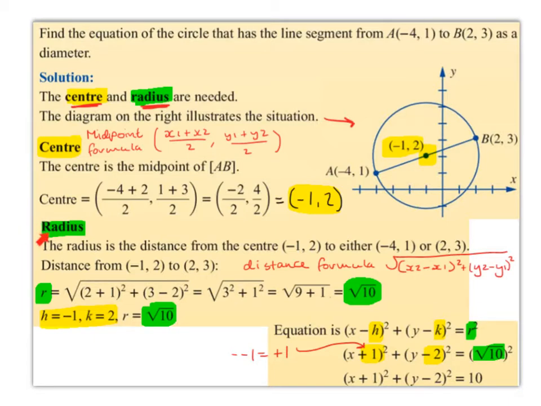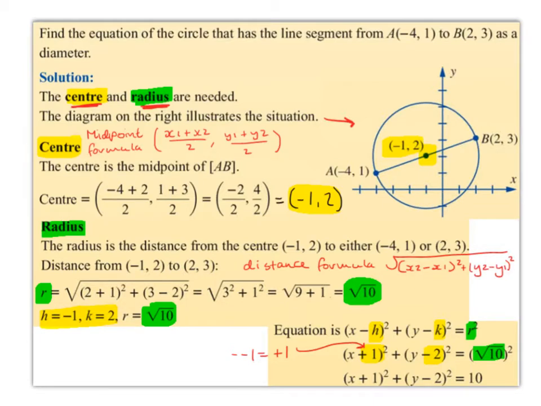The radius is the distance from the centre, minus 1, 2, to either minus 4, 1 or 2, 3. You can choose whichever you want. So let's go with 2, 3. So we're going to get the distance from the centre, minus 1, 2, to the point 2, 3. We're going to use our distance formula for that. So we label the points x1, y1, x2, y2. And then we sub into our formula. So r, the radius, is equal to the square root of 2 plus 1 to be squared, plus 3 minus 2 to be squared, which gives us root 10.